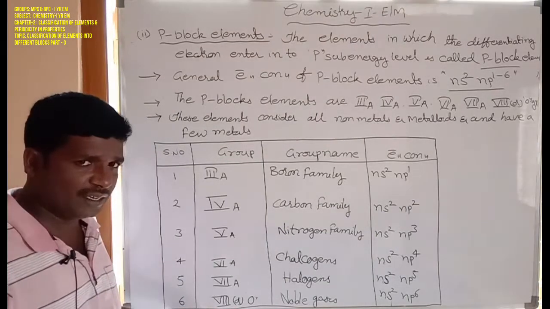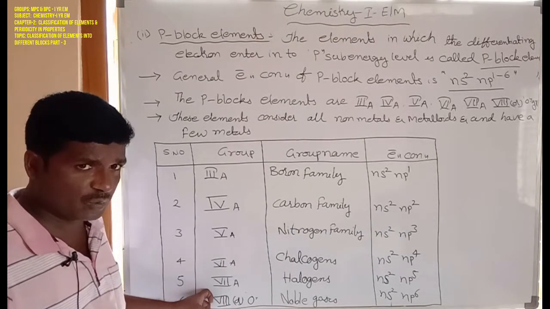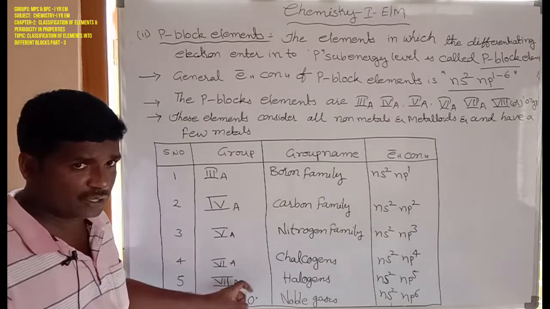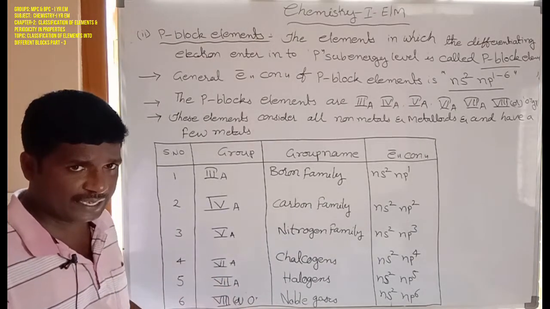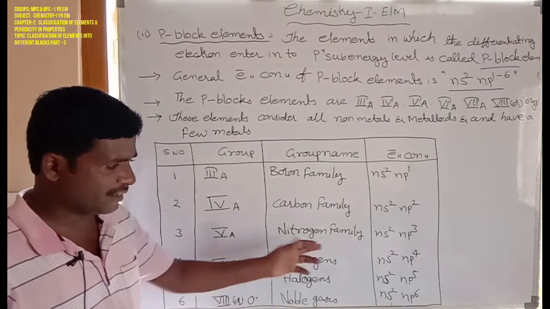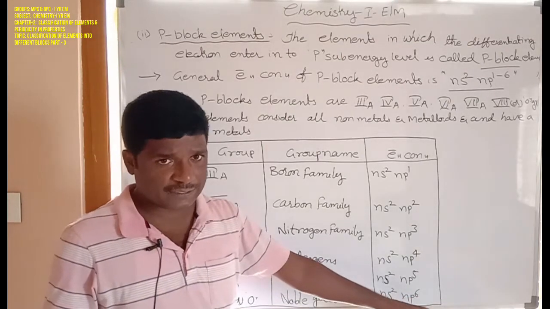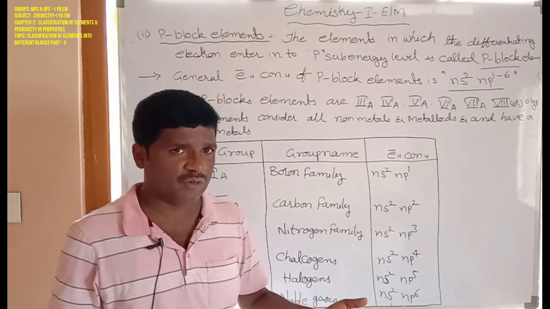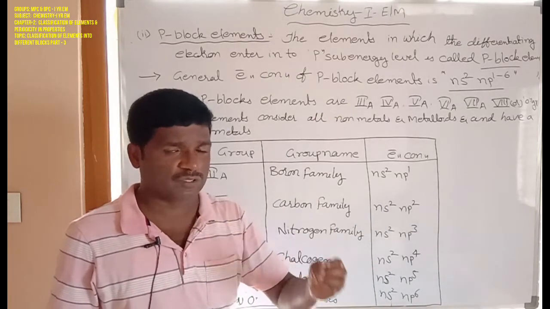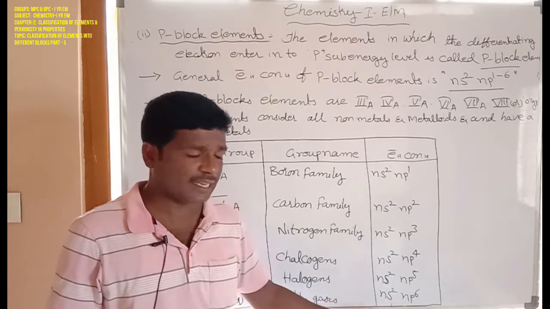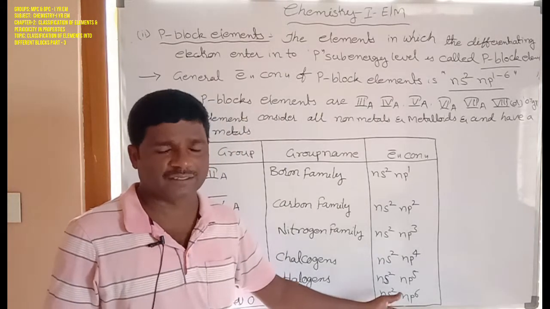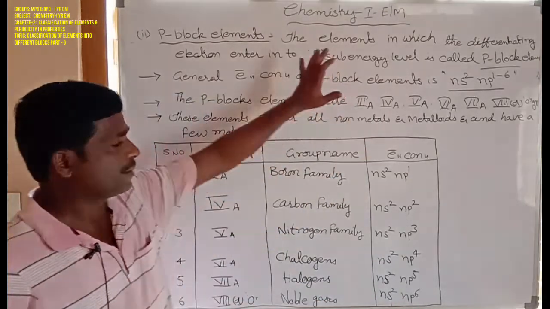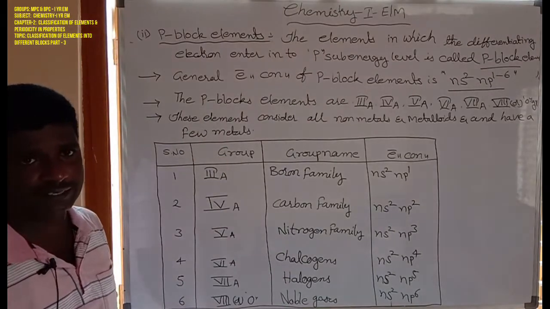The last one is the zero group elements or eighth group. The eighth group elements are also called noble gases, inert gases or rare gases. Electron configuration ns2 np6, except helium. All the remaining elements follow the octet rule, with 8 electrons in the outermost shell, so it is also called a stable electron configuration or octet rule. That is the properties of the p block elements.